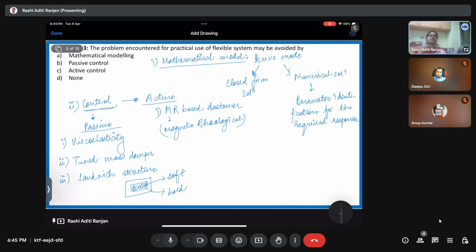Its property is going to change, its deformation is going to change, length, breadth, height, everything is going to change with the change of the magnetic field. And that is why we call it an MR based elastomer and it is a kind of active control. Because instead of using a flexible material which is just made up of rubber, if I use a flexible material which has magnetorheological particles embedded in it, with the change of magnetic field, I can change its properties.